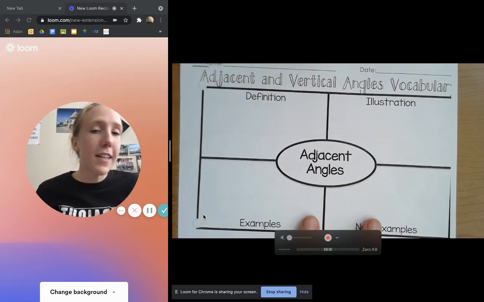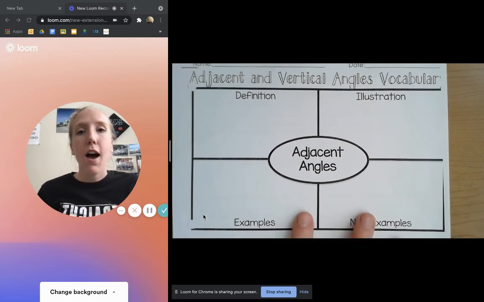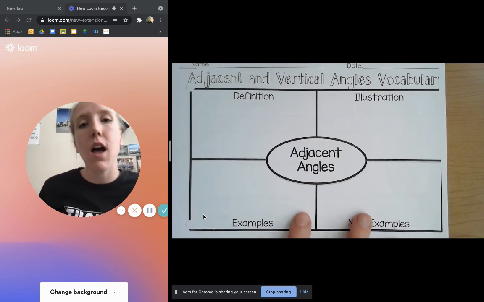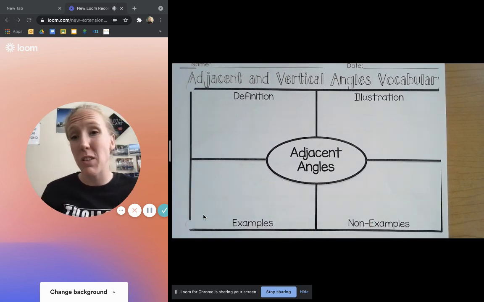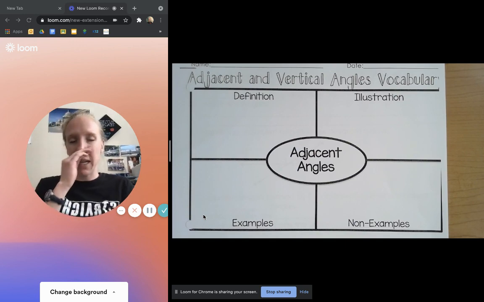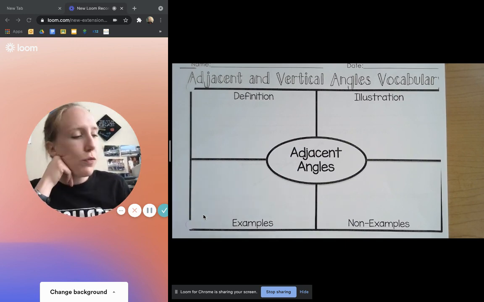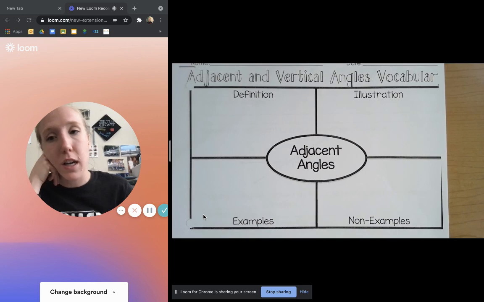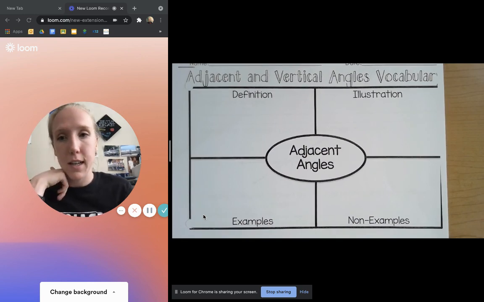Hey, so today we're talking about angles, adjacent and vertical angles. They're just two types of angles that we need to learn to identify and understand a little bit. The first type of angles that we are talking about are adjacent angles.